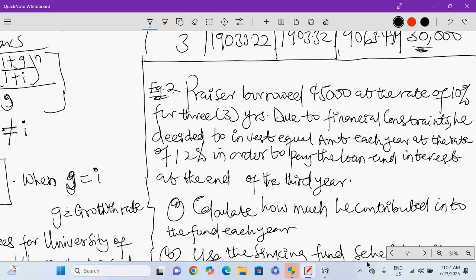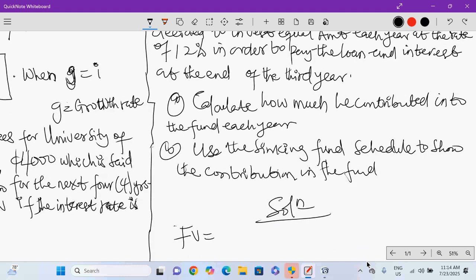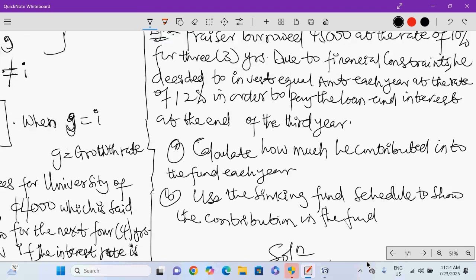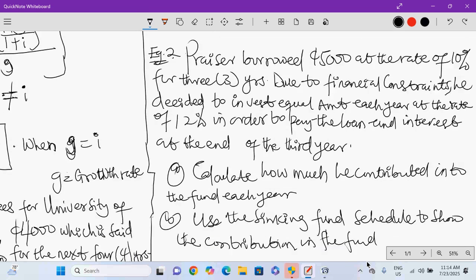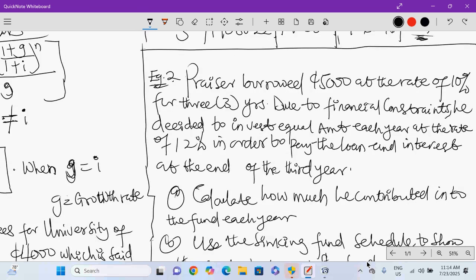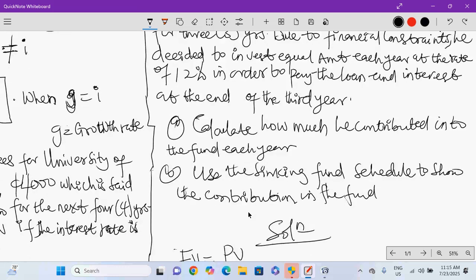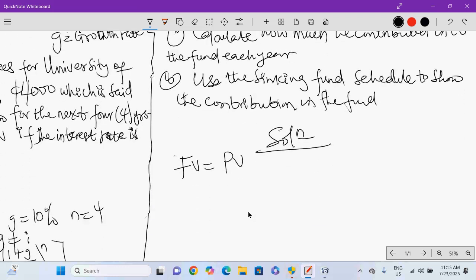So what will be the future value? You are borrowing 5,000. What will be the future value of the loan? This is a single amount. It is not an annuity. But the 3 years would actually tell us where we use the annuity formula. But let's first of all determine the future value of the loan.